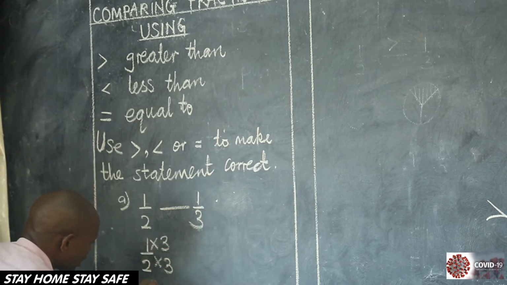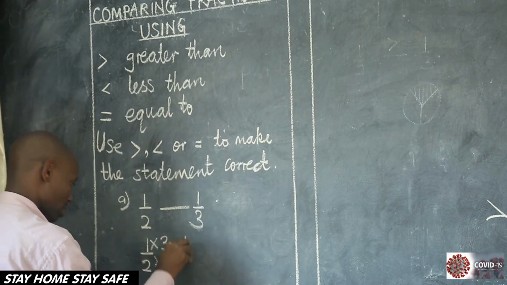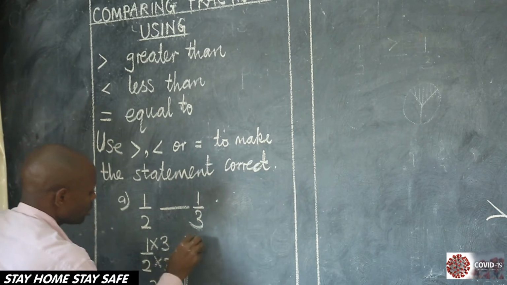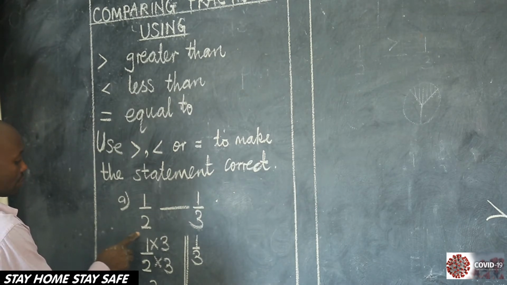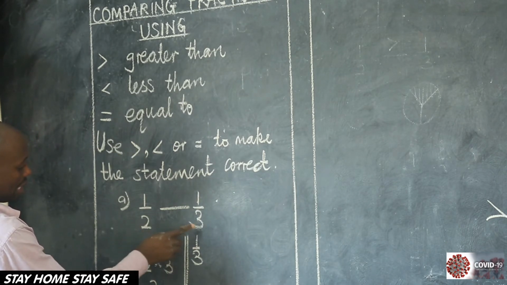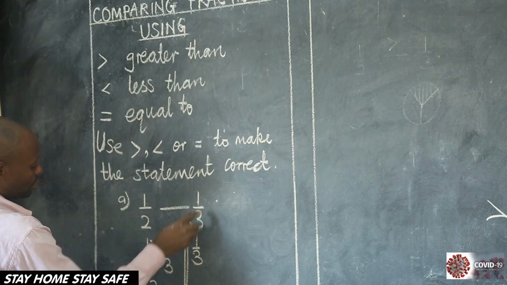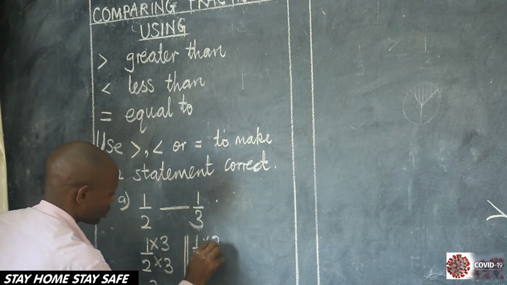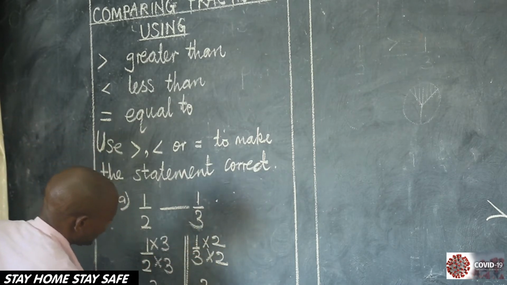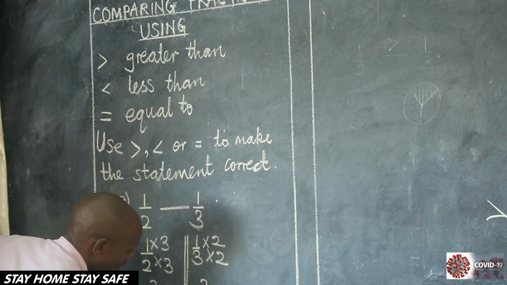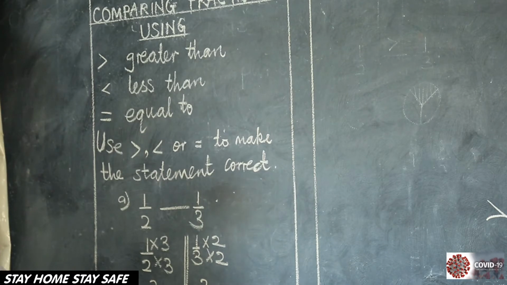1 times 3, we get 3. 2 times 3, we shall get 6. So there we are. Then we go to a third. Then I use the denominator of the fraction here, and the denominator is 2. Remember, I have brought 3 here, so I have now to use 2 for this. So we shall have a third times 2 over 2. 1 times 2 we shall get 2, and 3 times 2 we shall get 6. Do you see the way we have got the same denominators? Yes.